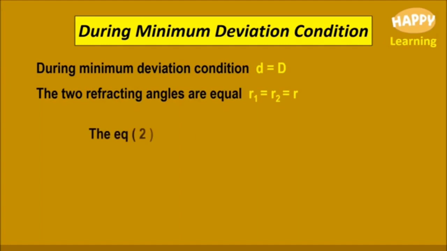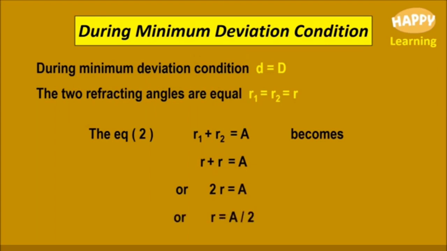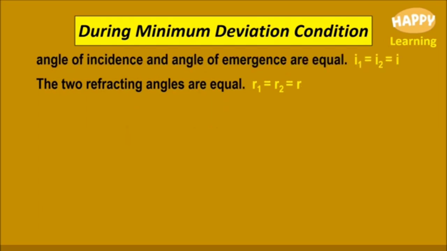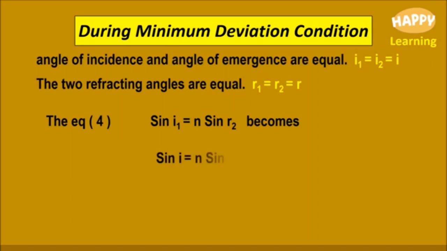The equation 2, that is R1 plus R2 is equal to A, becomes 2R is equal to A, or R is equal to A by 2. Let it be equation number 7. The equation 4, written as sin I1 is equal to N sin R2, now becomes sin I is equal to N sin R, or we can write N is equal to sin I by sin R. Let it be equation number 8.